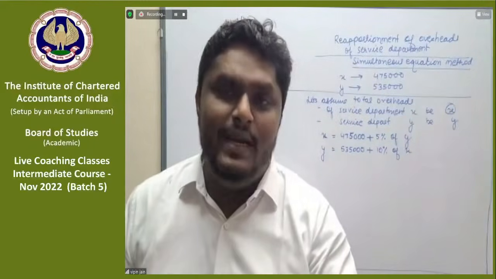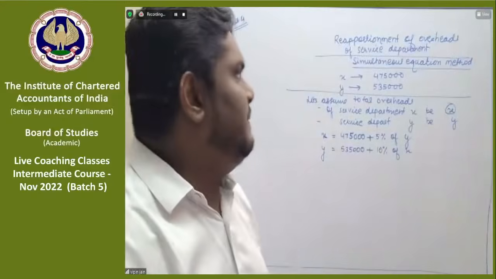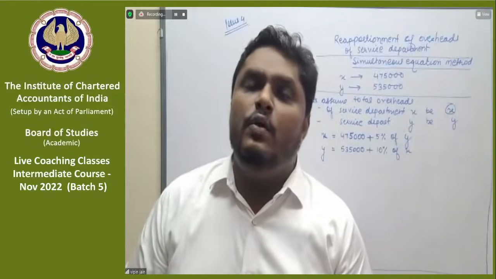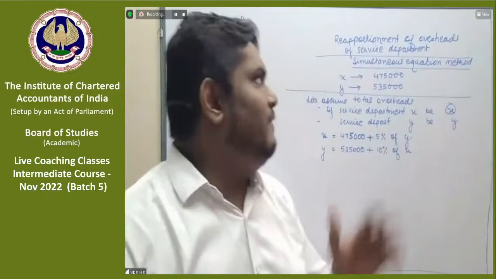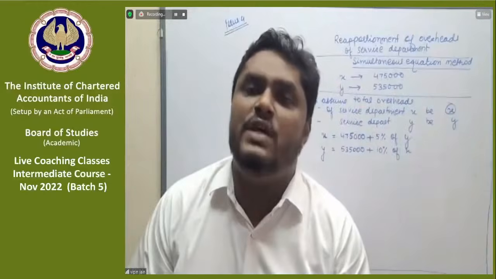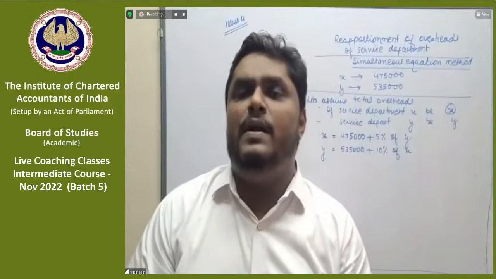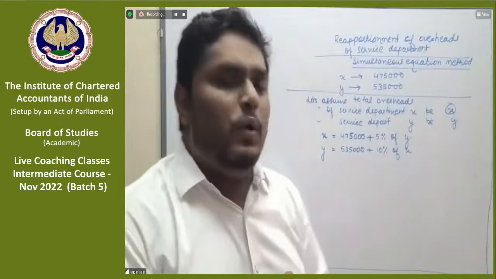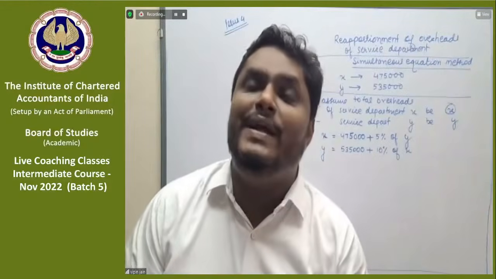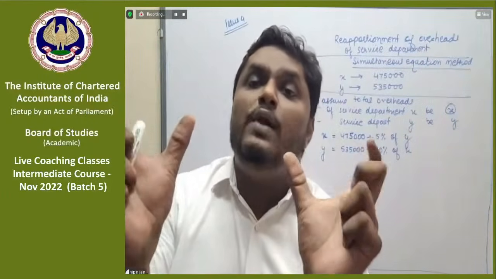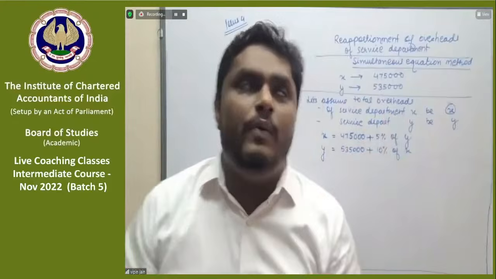If you guys have any doubts till now, you can please ask me. We are going with the secondary distribution, wherein we are reapportioning the overheads of the service department to the production department. We are discussing the reciprocal method. In this, we are discussing the simultaneous equation method to calculate the total overheads of X and Y.